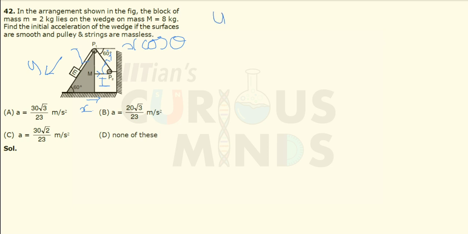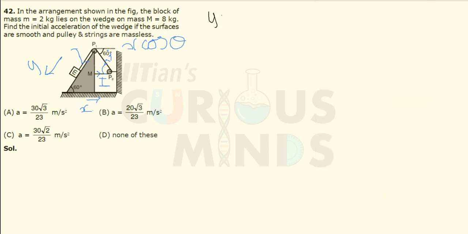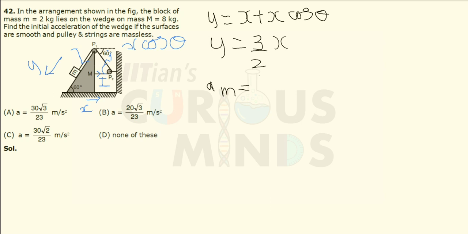So I can say that y is equal to x plus x cos theta, where theta is 60. Cos 60 is equal to half, so x plus half x will be equal to 3 by 2 x. If I differentiate two times, I will get the acceleration. So the acceleration of the smaller block, a_m, will be equal to 3 by 2 times the acceleration of the larger block, that is a capital M.